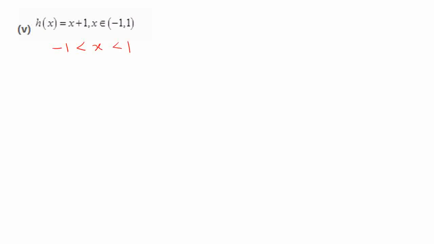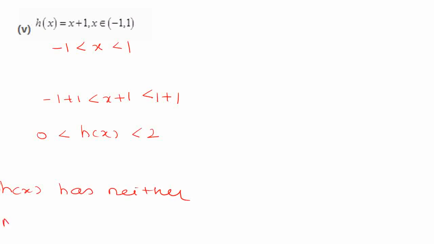Now if you observe in question, plus 1 is also there. So we will add 1 throughout. So we will get minus 1 plus 1 less than x plus 1 less than 1 plus 1. So 1 minus 1 will be 0 less than, this is nothing but h of x, less than 2. If you observe h of x is less than 2 and greater than 0, it is not equal to 2 and not equal to 0, means minimum and maximum value we cannot say. So we can write therefore h of x has neither maximum nor minimum. This is by method 1.